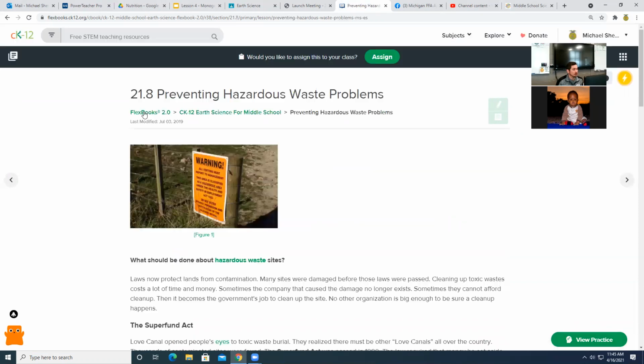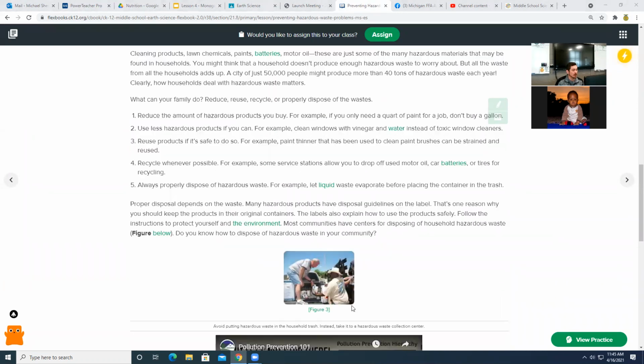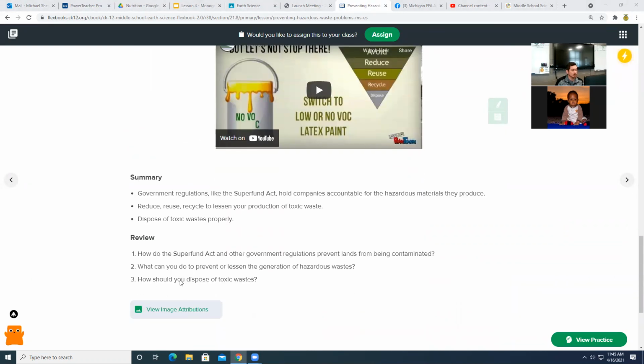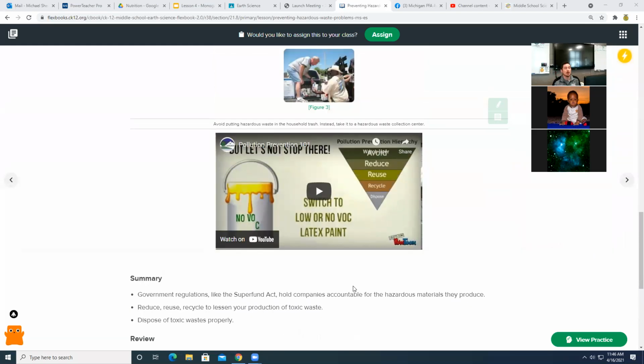Then you're going to go to your second one, which is preventing hazardous waste problems. Again, I would recommend that you come down here and read through the review questions. How do the Superfund Act and other government regulations prevent lands from being contaminated? What can you do to prevent or lessen the generation of hazardous waste? And how should you dispose of toxic waste? So those six review questions are what you need to answer in Google Classroom.